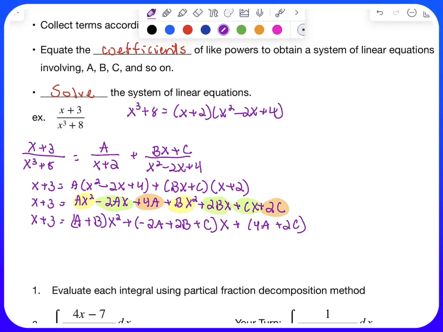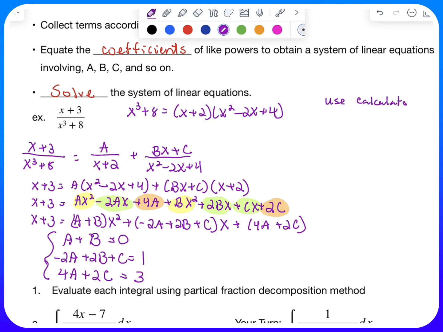And now I'm going to make my system of equations. So my first one is going to be my quadratic coefficients, a plus b, and that's going to equal what my quadratic term on my left-hand side equals, but since there's no quadratic term, that's going to equal 0. And then my linear, negative 2a plus 2b plus c, is going to be equal to 1, the coefficient of the x. And then my constant is going to be equal to 3, the coefficient of the constant on the left-hand side. And then I'm going to solve this using either your calculator, system elimination method, any of those methods that we learned in class.